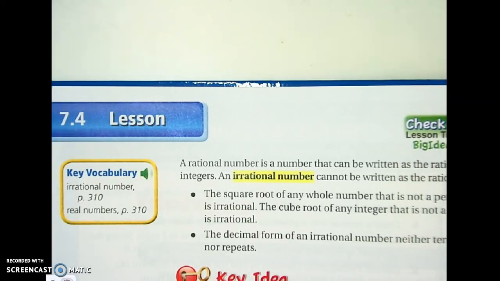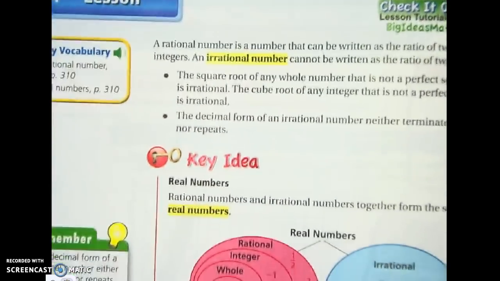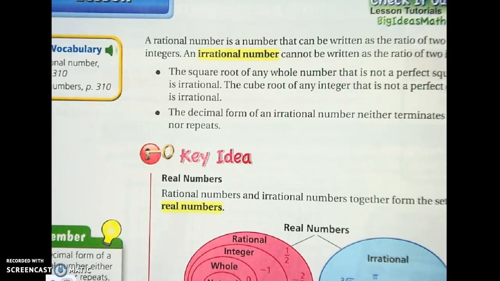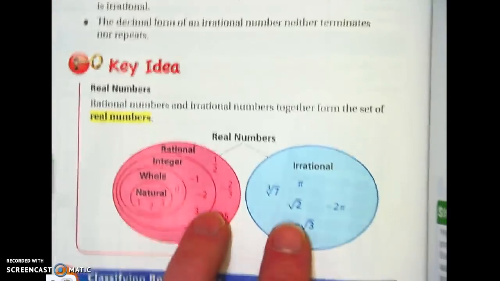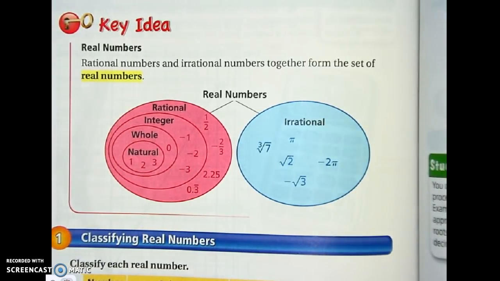It's going to be a little lesson about estimating square roots. I want you to know about two different types of numbers. One are irrational numbers. The other are rational numbers. So there's a little chart here that shows what's what. You may have seen these before.